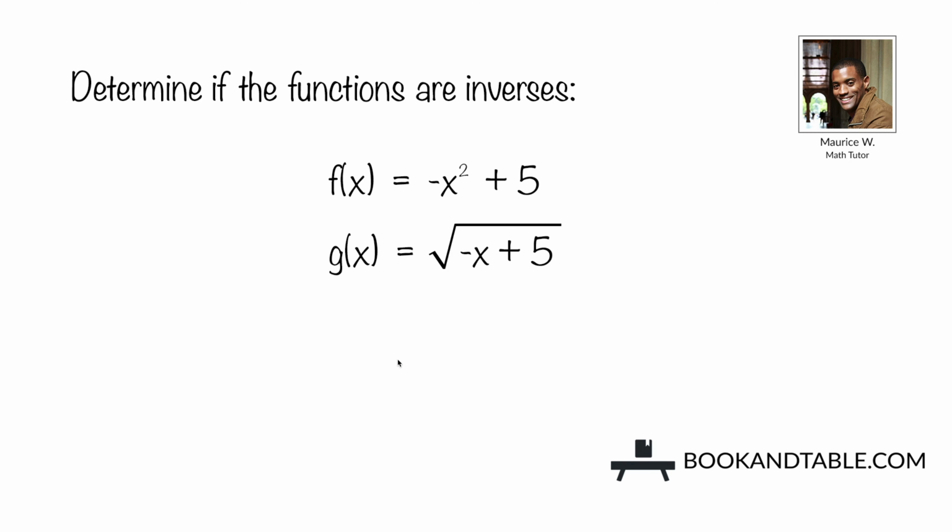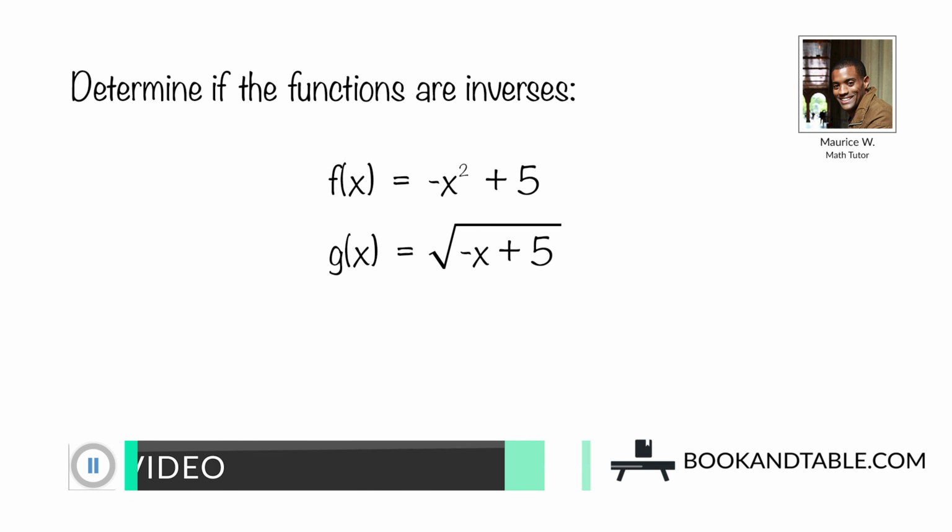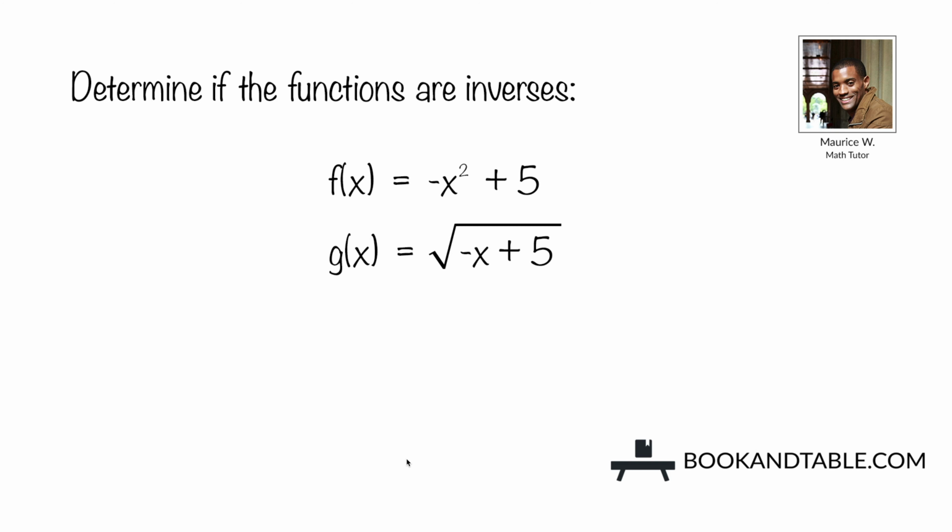Determine if the functions are inverses. We are given f of x is equal to negative x squared plus 5, and g of x is equal to the square root of negative x plus 5. Pause the video, answer this question, and then press play when you are ready to begin.